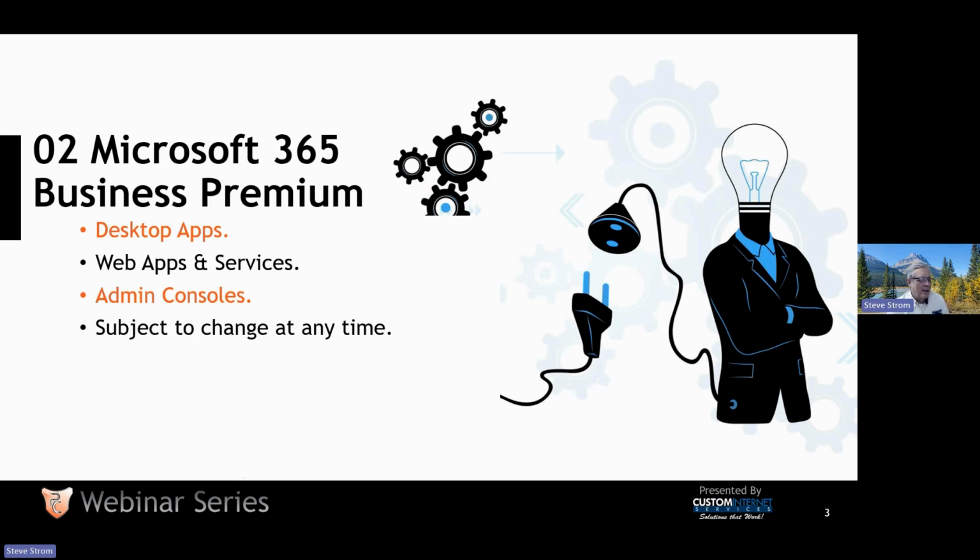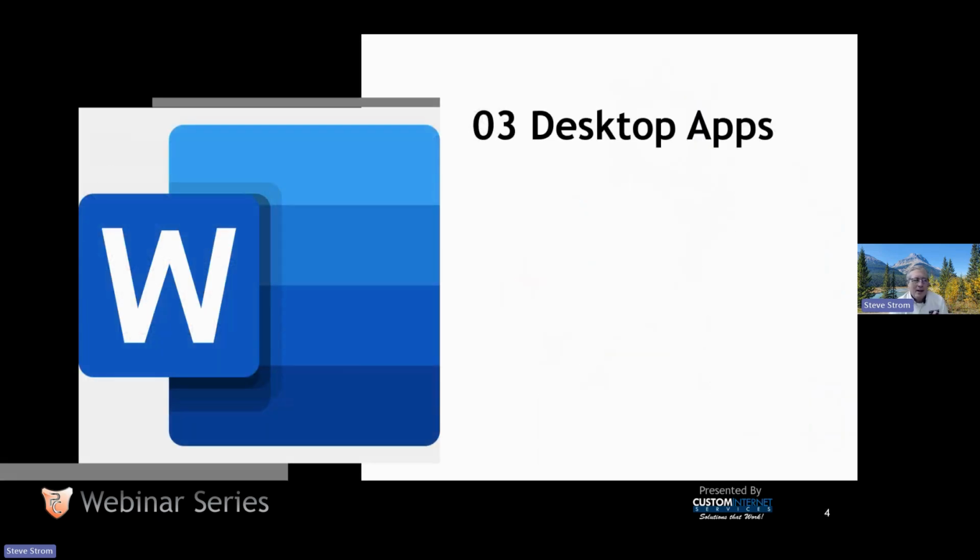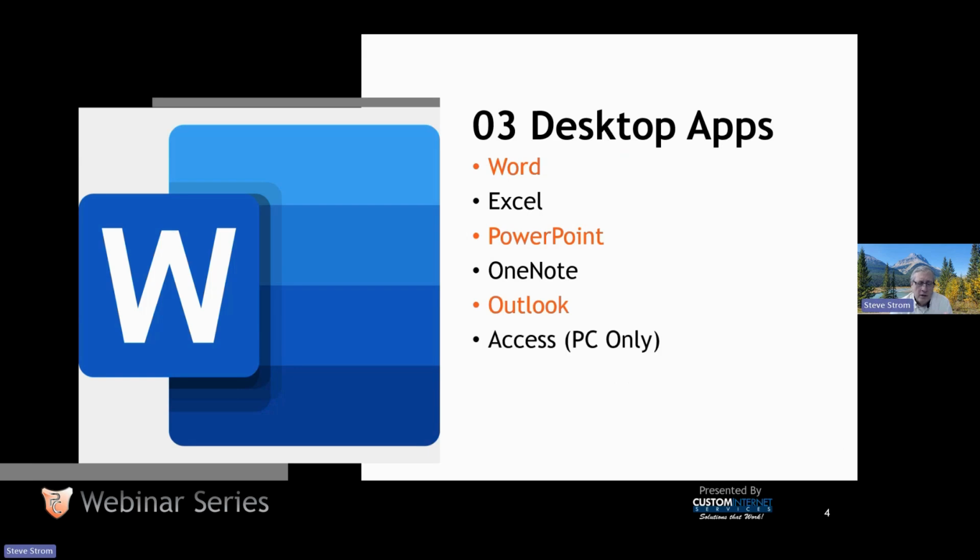Look at these top three things: desktop apps, web apps and services, and admin consoles, and talk about what this means from the Microsoft 365 Business Premium ecosystem. Desktop apps are probably the most familiar to each one of us. They would include things like Microsoft Word, Excel, PowerPoint, OneNote, Outlook, and if you've got a PC, it includes Access as well as Publisher. And it's interesting that those are PC-only apps.